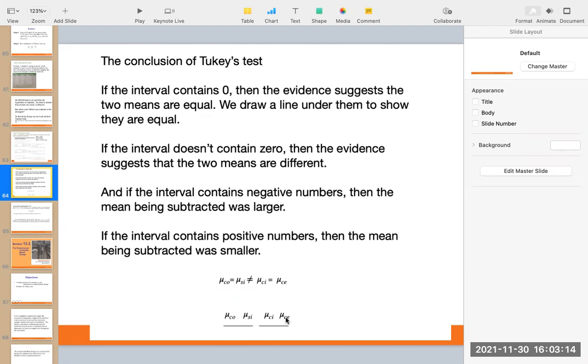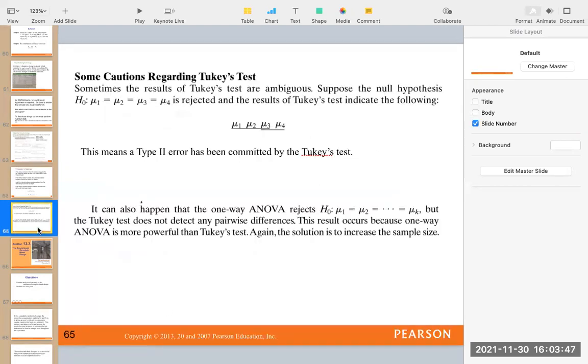But of course, we would not be doing Tukey's test if they all were equal. However, I will say that the ANOVA test is a stronger test. So it could be possible that you reject the hypothesis that means are equal, and then Tukey's test says the means are equal, because there could be a type 1 or type 2 error in the Tukey's test. So let's just be cautious about that.